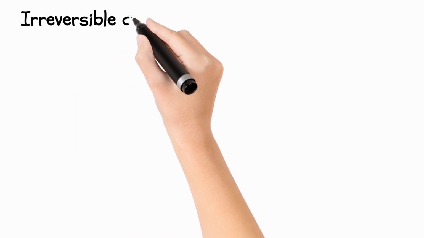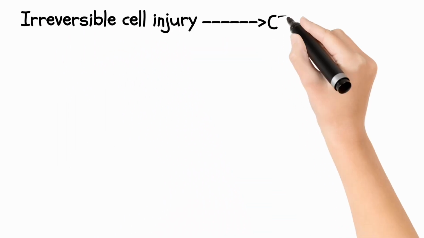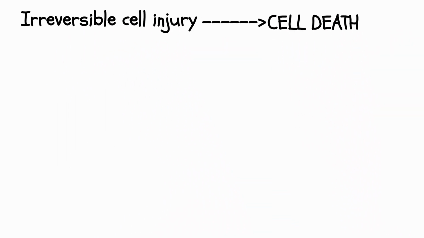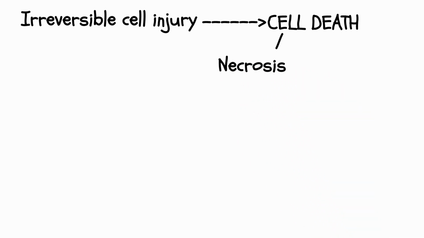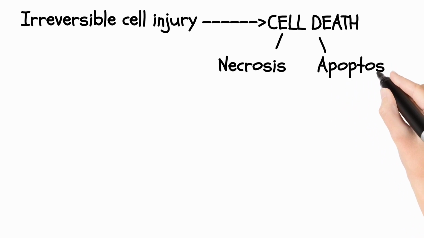But most times, due to persistent injury, the cell will reach a point of no return and die, and that is cell death, which we'll be talking about today. So cell death is the ultimate result of cell injury, and there are two main patterns of cell death: necrosis and apoptosis. In today's video, we'll be talking about necrosis.